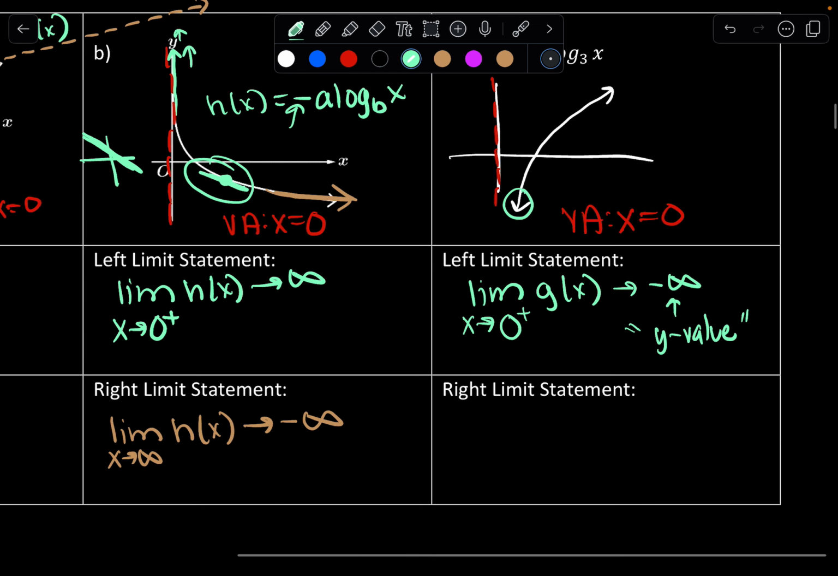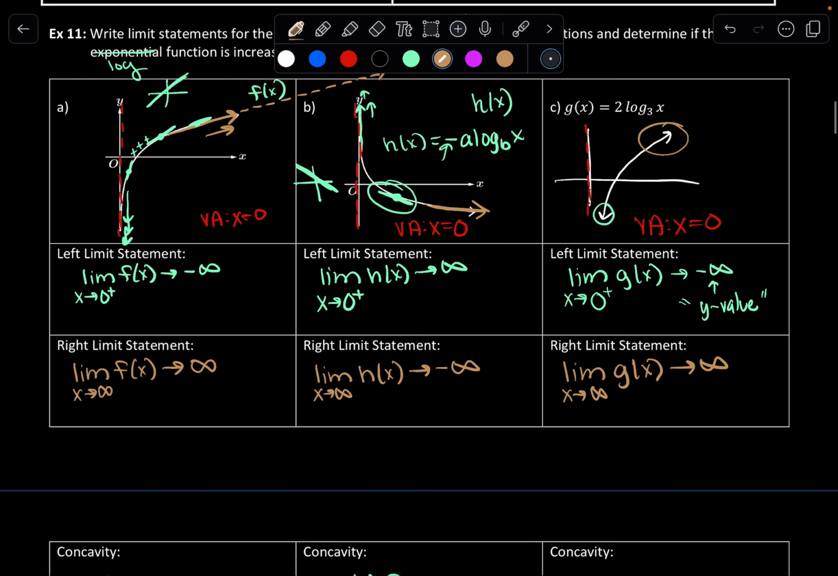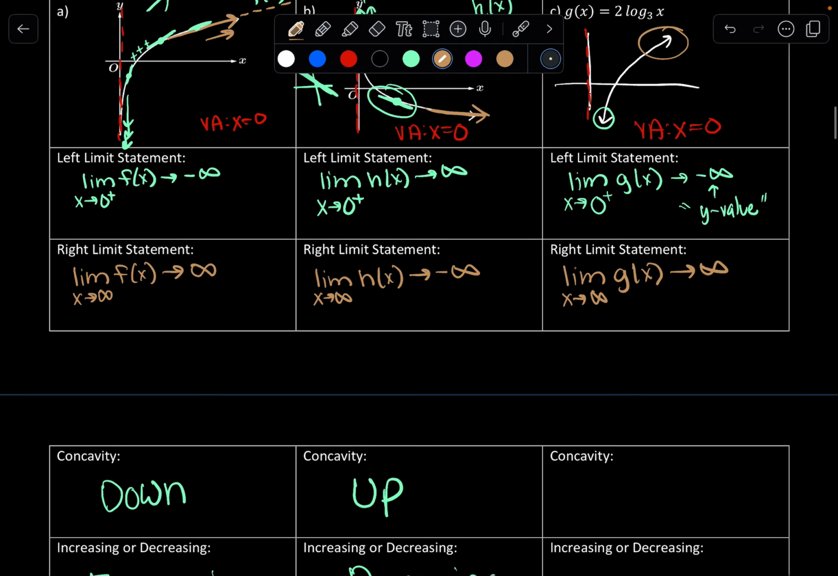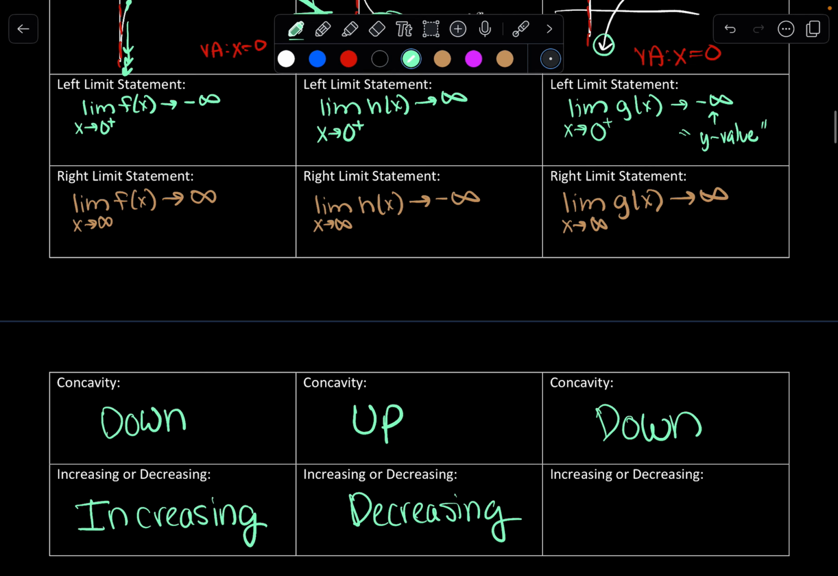For the right side of this limit statement, again, no restrictions. So x is increasing without bound to positive infinity, for g of x is approaching positive infinity. So this is exactly like letter A. It is concave down, and it is increasing.